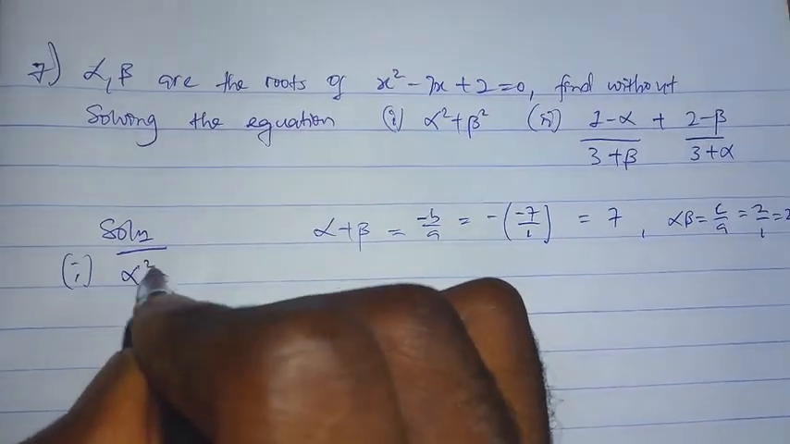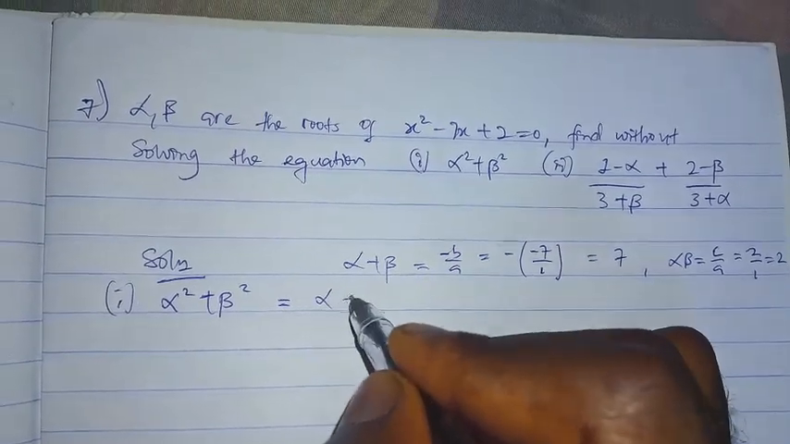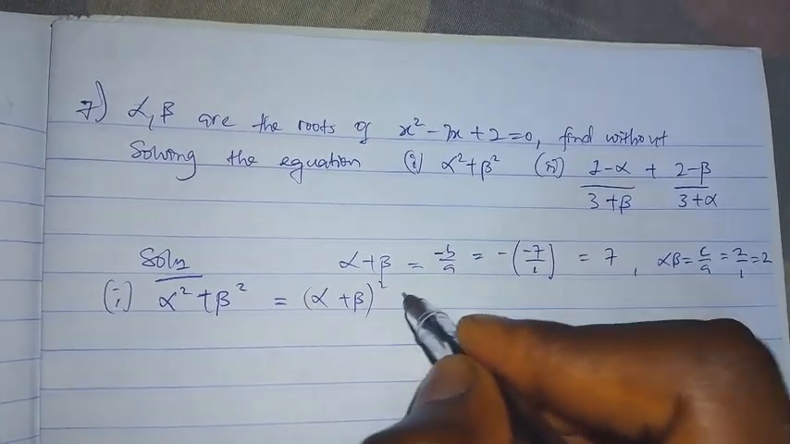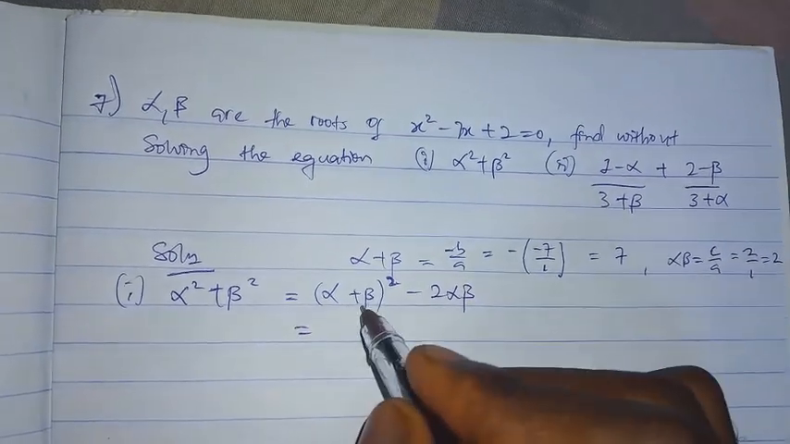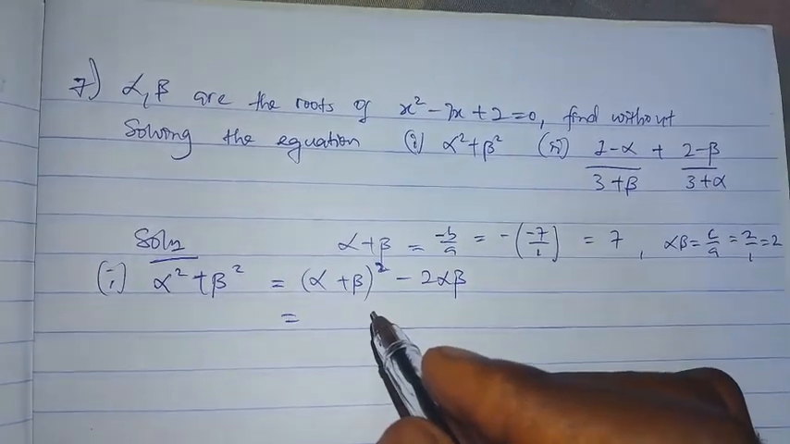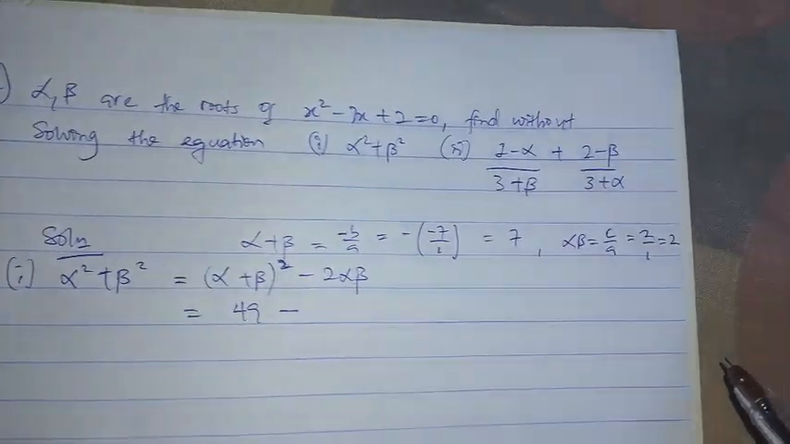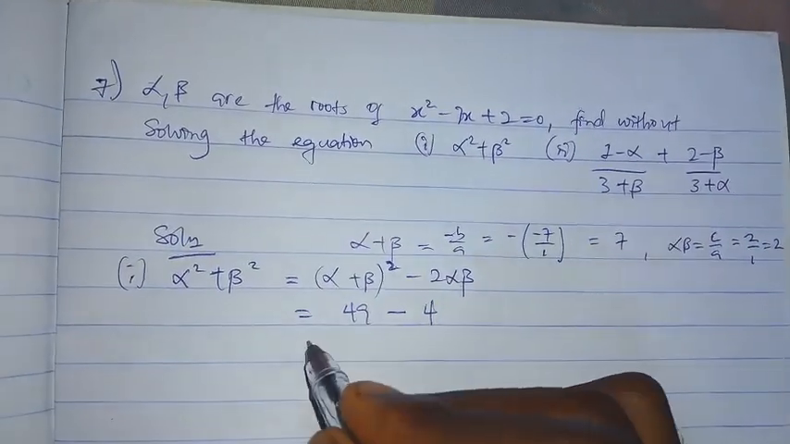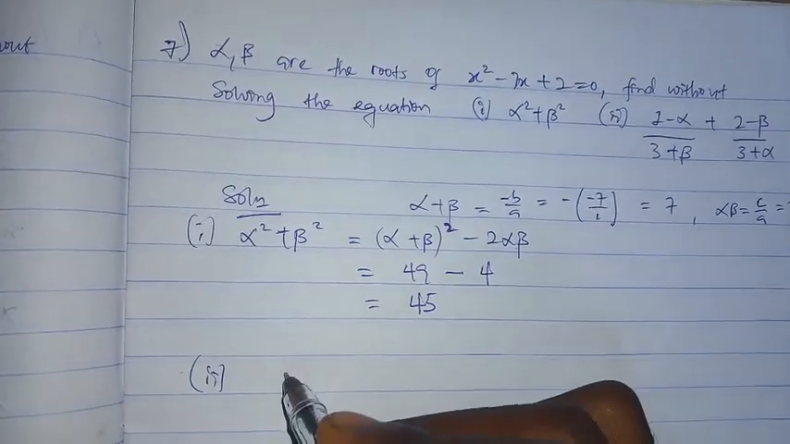Now alpha squared plus beta squared, remember, can be represented as alpha plus beta all squared minus 2 alpha beta. Alpha plus beta is 7, so 7 squared is 49, minus 2 times alpha beta, which is 2, 2 times 2 is 4. On subtracting, I have my answer as 45.